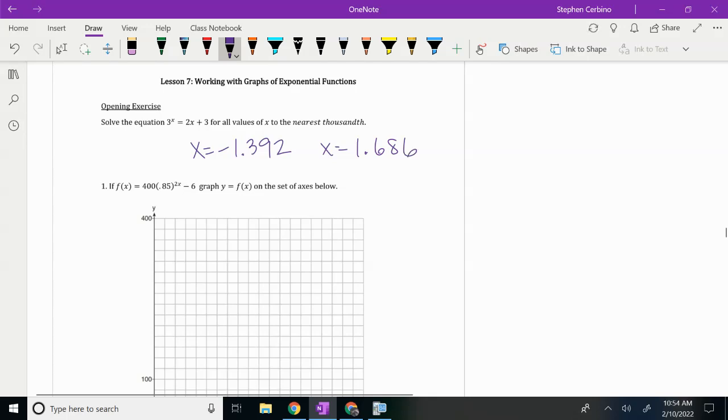Easy enough. Questions on the opening exercise? I hope not. If there are, it's okay. No? Okay. So let's talk about graphing.